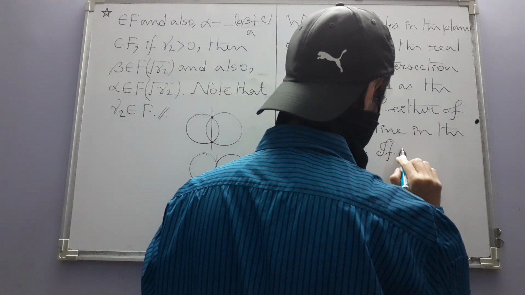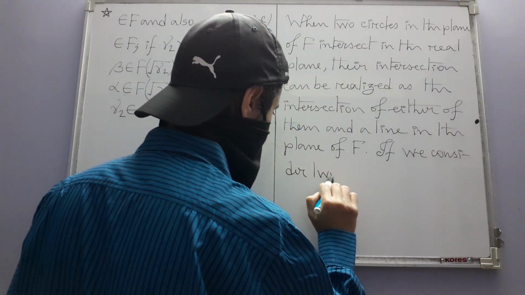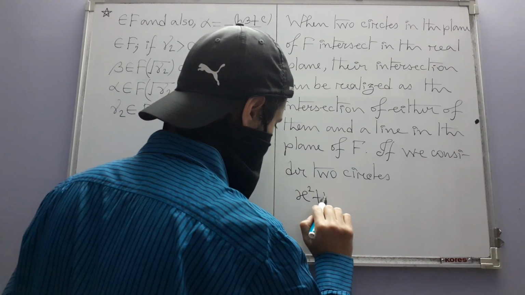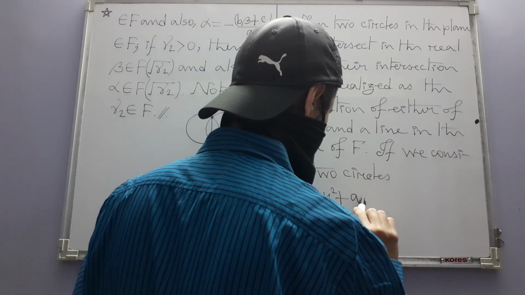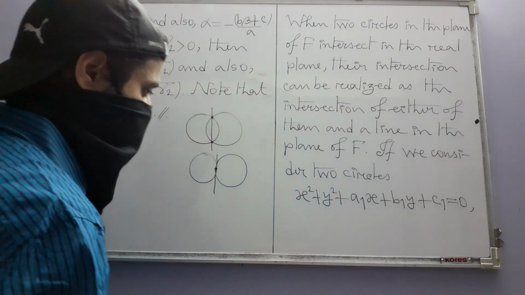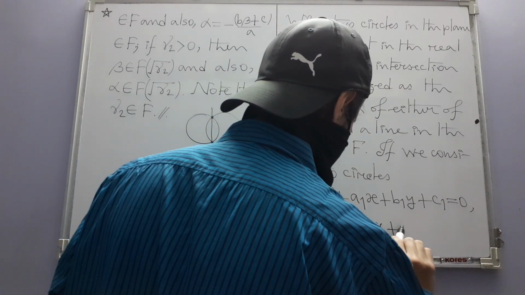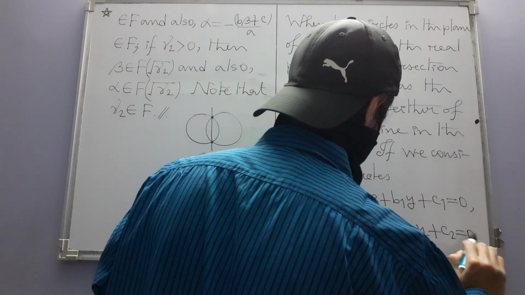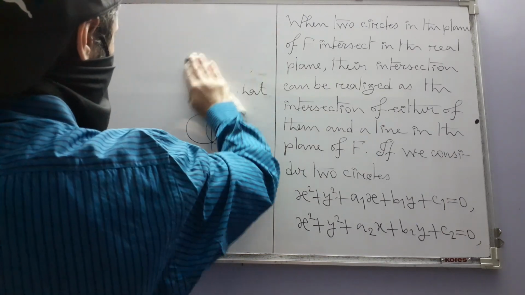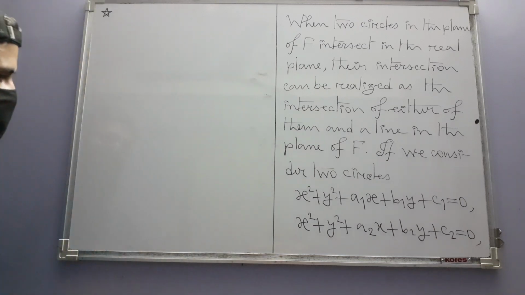If we consider two circles, say x square plus y square plus a1x plus b1y plus c1 equal to 0 and x square plus y square plus a2x plus b2y plus c2 equal to 0 in the plane of f, which is equivalent to having all those coefficients in f, that is all the ai's and all the bi's, all the ci's also.